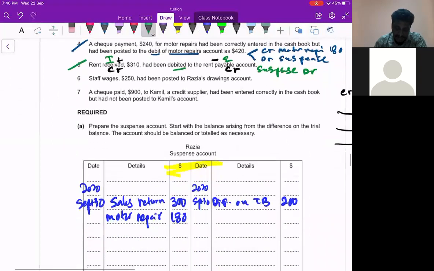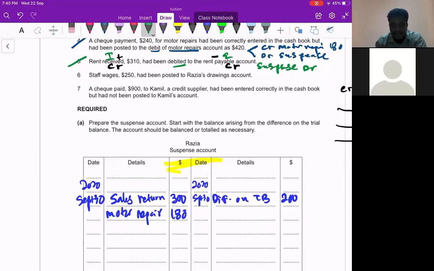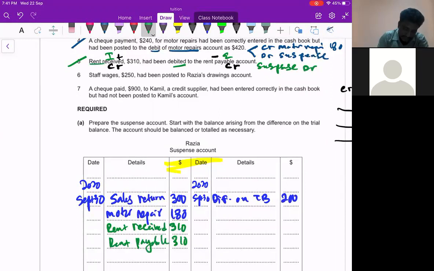But can I write 620? No, you need to write one by one. In an account, we write one by one, but in a journal, we write the total, because the names are different. So 310 here, rent received or rent receivable, 310, rent paid or rent payable. I just use the term used by the question. Okay, it will be on the debit side.